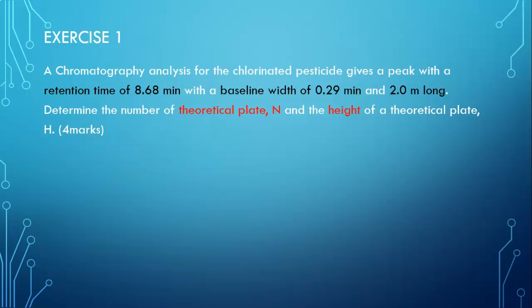Okay, before we proceed with the solution, you need to carefully read the question. What is question 1 actually asking? They want you to calculate the number of plates, n, and also the height, which is H. So look at the red color. This is the information that is given, which is tR, W and also the L value, in the formula given here.